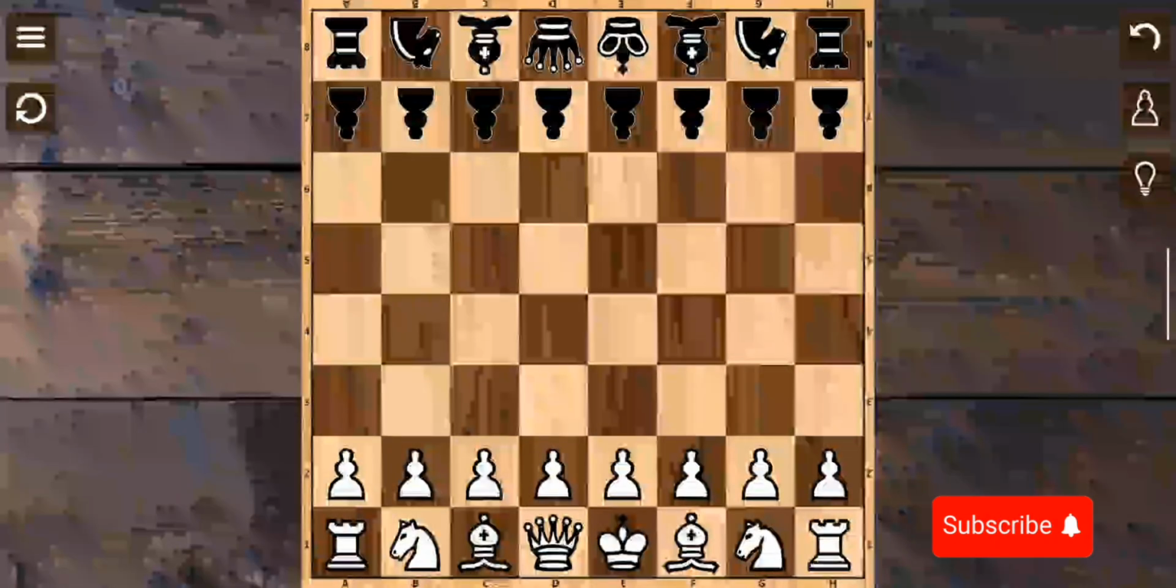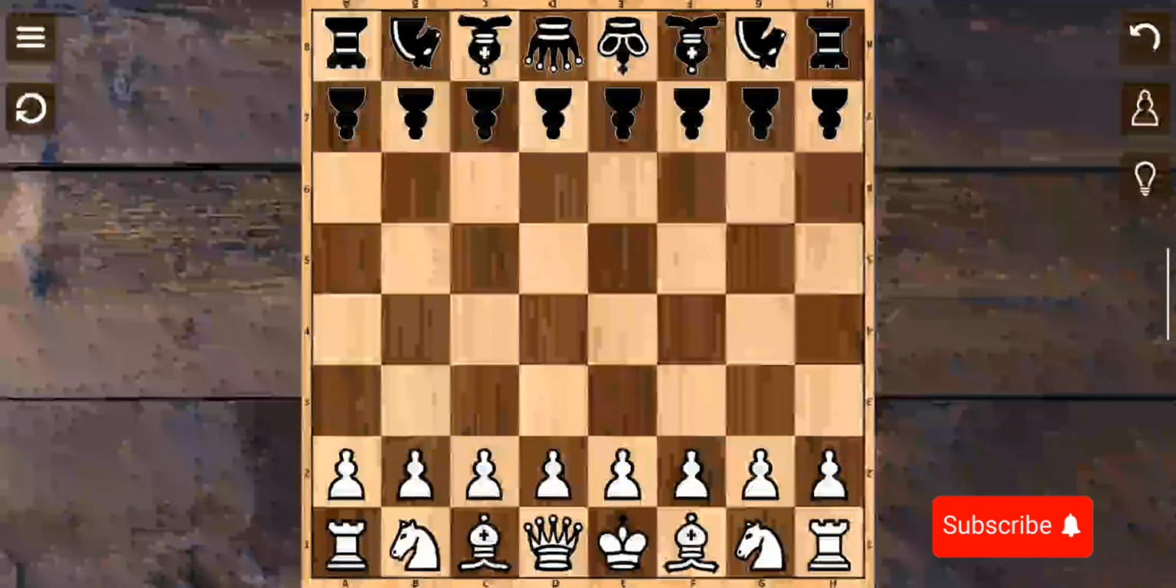In this video we're going to talk about how to play chess, specifically about how each piece on the chessboard moves. Chess is a game played by two players, one having the white pieces and the other having the black pieces. Each player starts with a total of 16 pieces.